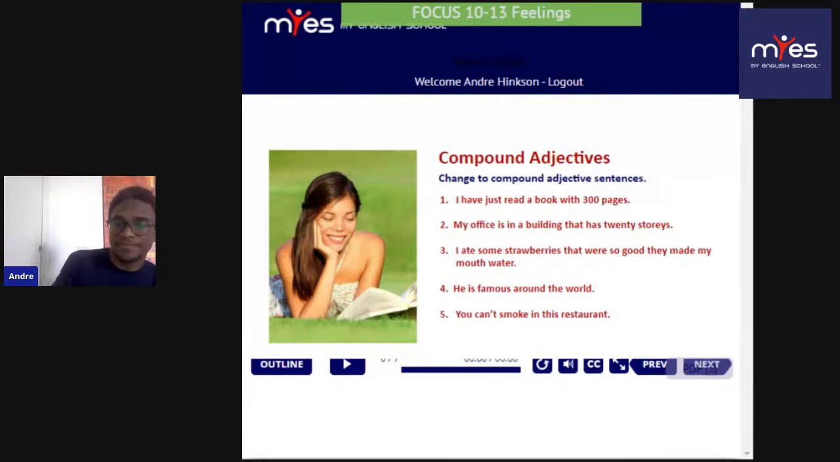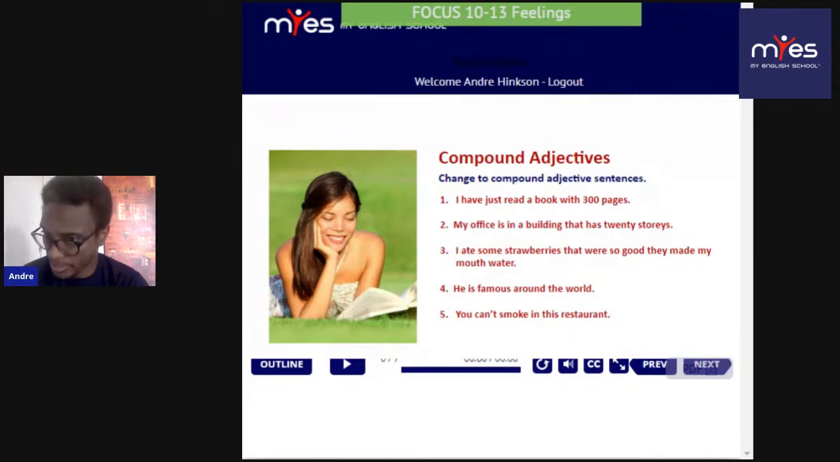So number one, I have just read a book with 300 pages. So here we have 300 pages and we have book. So we use these two to create a compound adjective. So we've got book and 300 pages. I would say I have just read a 300-page book. What do you think? A 300-page book. So instead of saying I have just read a book with 300 pages, we can use it as an adjective. What kind of book is it? So remember, book here is the main noun that we're looking at to describe.